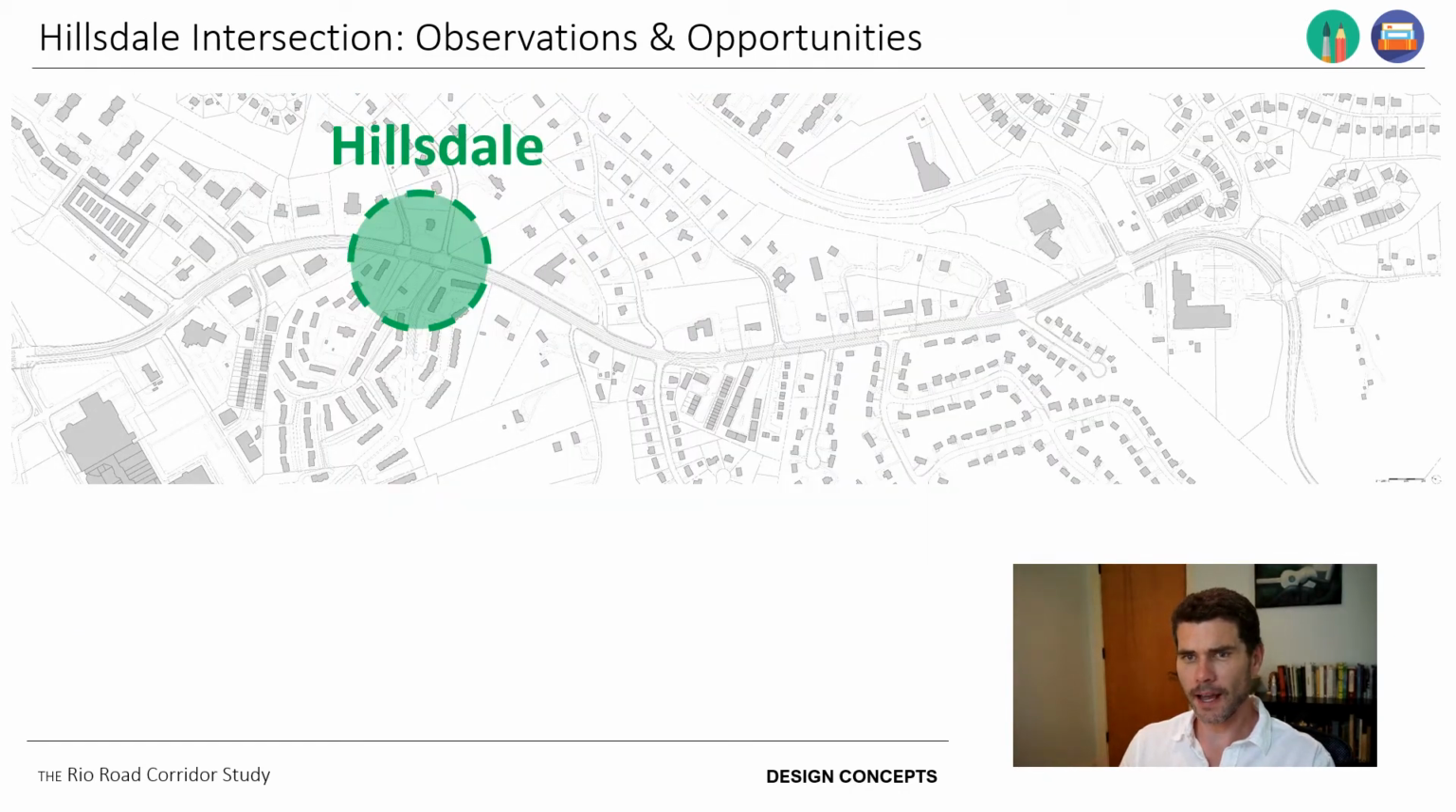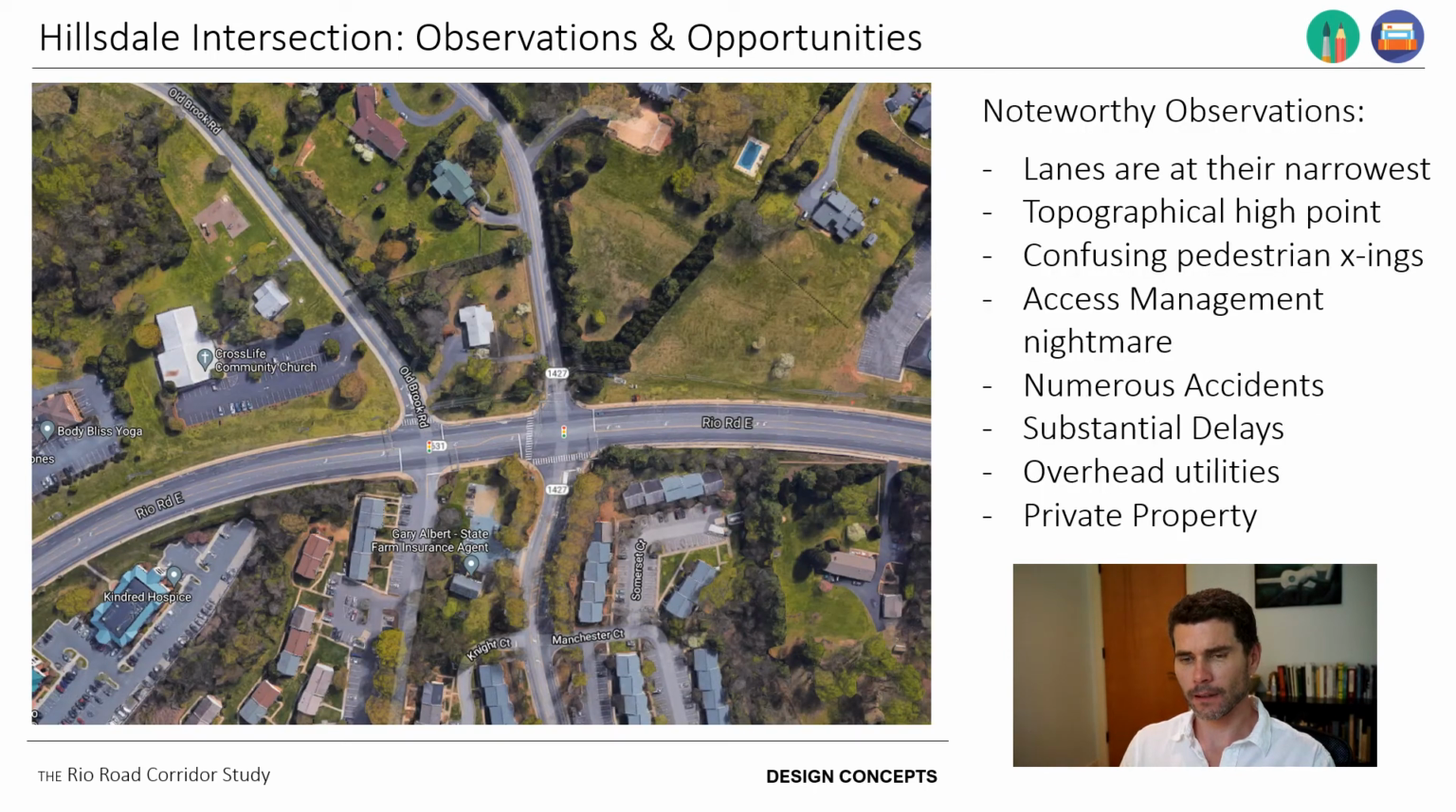All right, let's have a look at the Hillsdale intersection. This is a very complex intersection, not because it's just one, but because it's multiple intersections that are so close to each other they might as well be one intersection. Also of note is that the lanes on Rio Road are at their narrowest here. They are very narrow, and so you have not only intersections close together, but the lanes are very tightly packed in. It is the topographic high point of the corridor, which I think is of interest, especially as we consider proposed improvements.